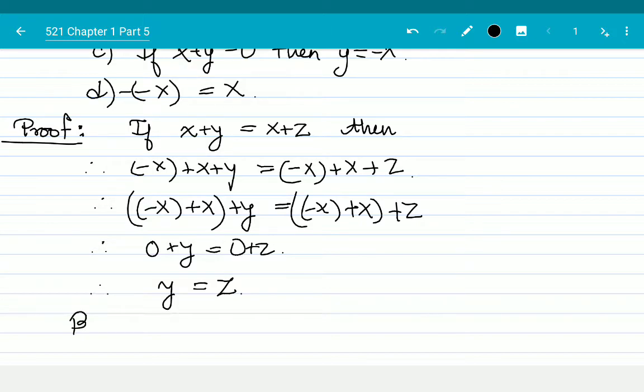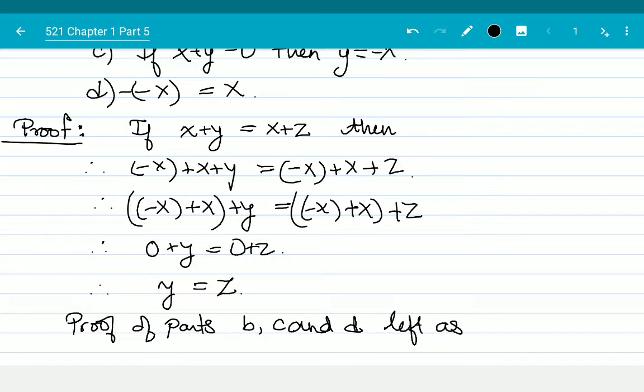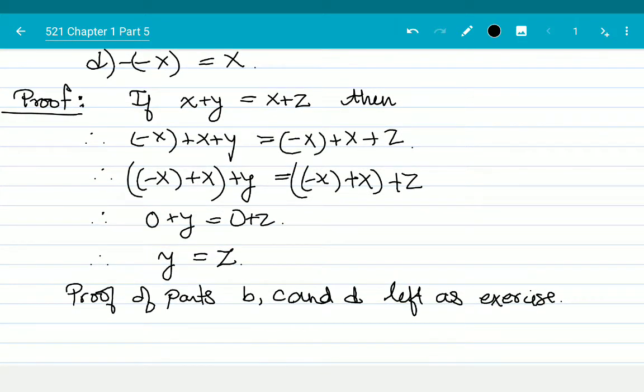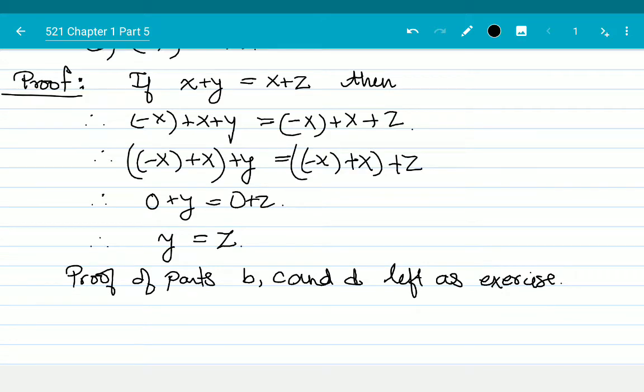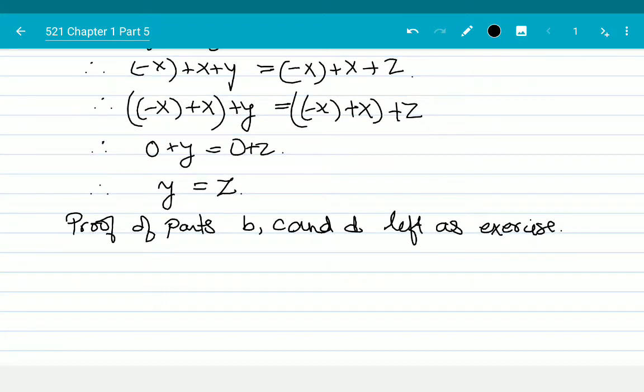Proof of parts B, C, and D left as exercise. Okay, they are really easy technically. From part A, you can just substitute proper things, and you get parts B, C, and D. So I'm not going to prove them. I will leave them to you.